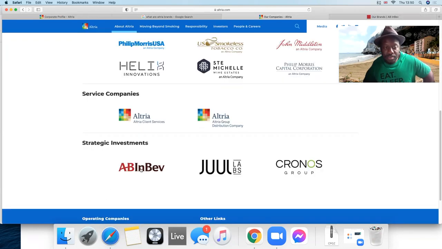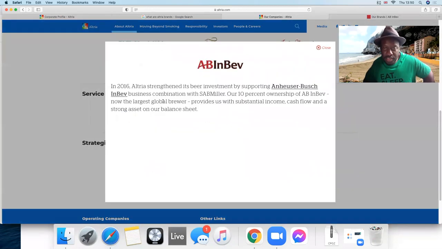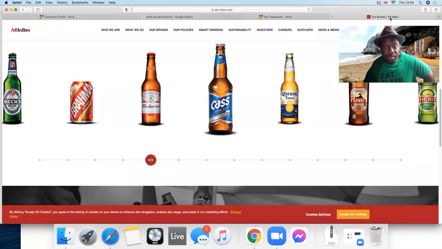Altria also has a 10% stake in, I can never say this right, Anheuser-Busch InBev. Our 10% ownership of AB InBev, now the largest global brewer, provides us with substantial income, cash flow, and a strong asset on our balance sheet. And AB InBev, they make a lot of beers that I'm sure you're familiar with, Beck's, Budweiser, Corona, they do quite a lot.